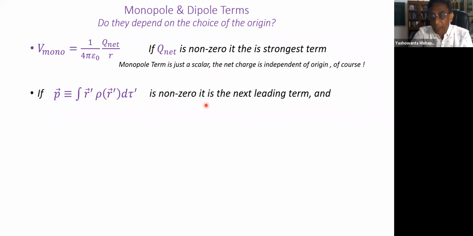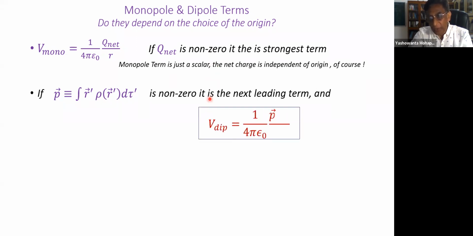If this is zero, then this is the leading order term. If this is non-zero, all right. So V dipole is, of course, we know this. I just explained that. That will be the next term.